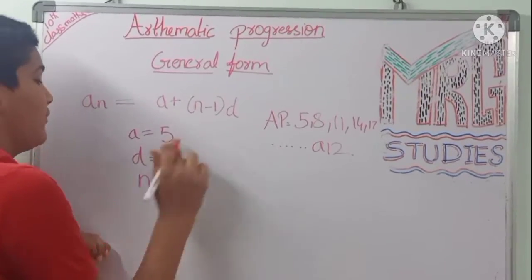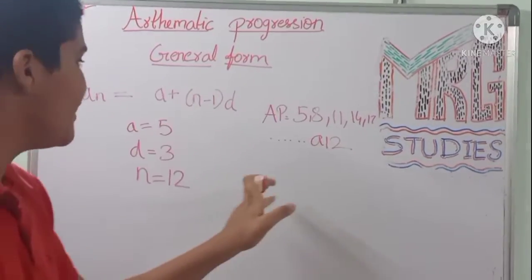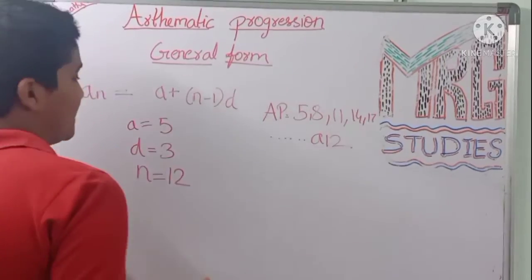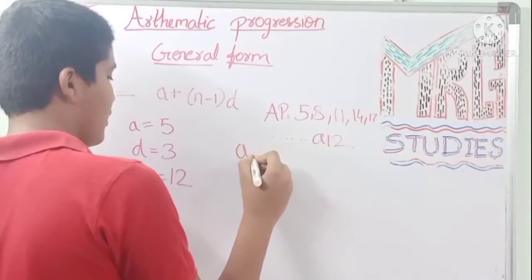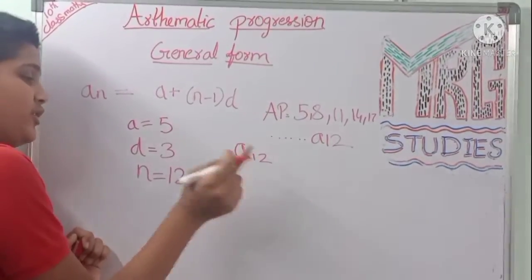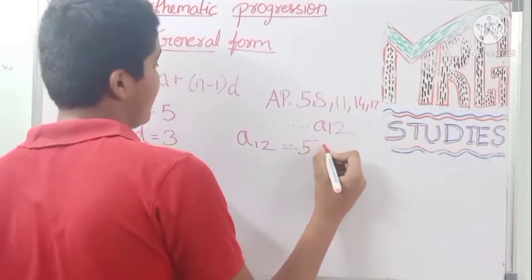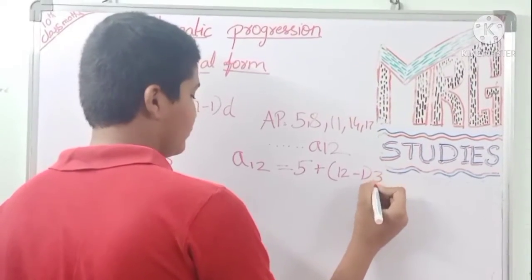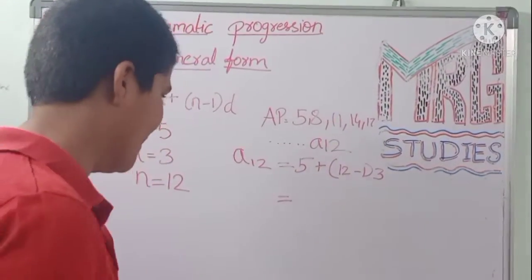So this is the formula, and n equals 12. Because n equals 12, we should find the A12 value. That's why. Now let's do the sum. An we should get, so A12, equals 5 plus 12 minus 1, times 3. Now 12 minus 1 is 11.